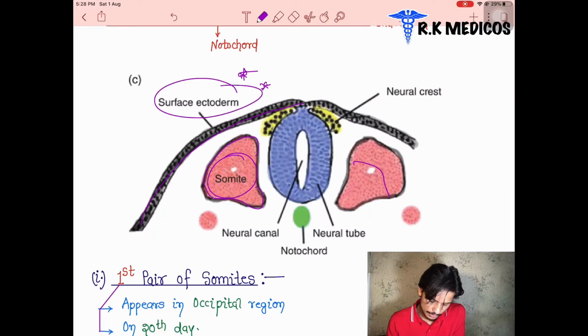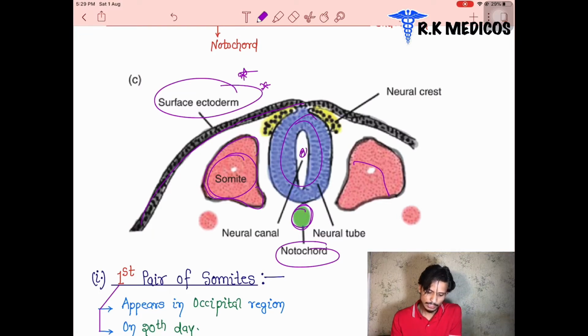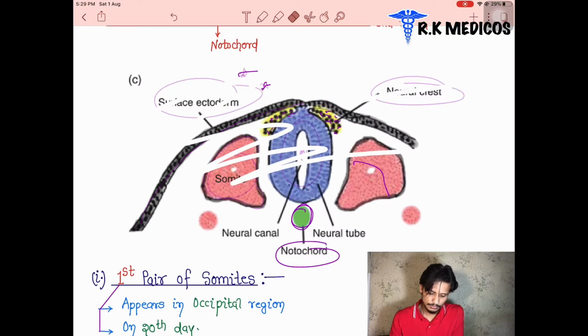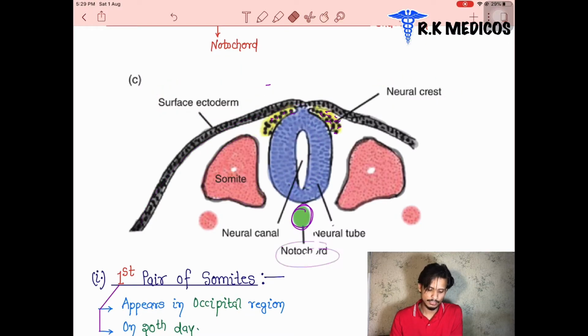The notochord is here, and this one is the neural tube, and inside is the neural canal. These are the neural crest cells, which are present just above the neural tube. We will see later, but now you know this diagram.